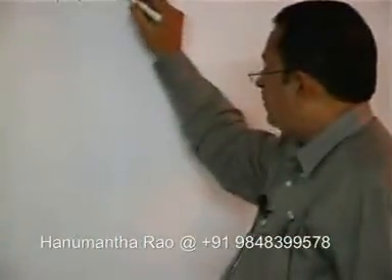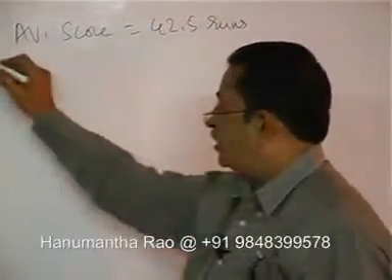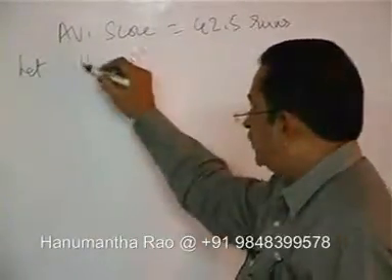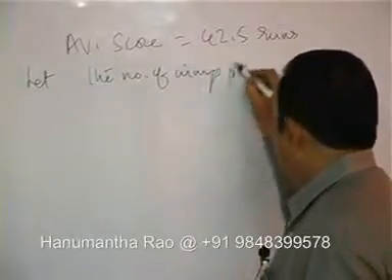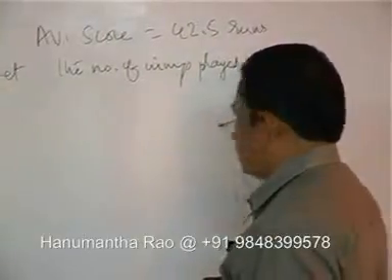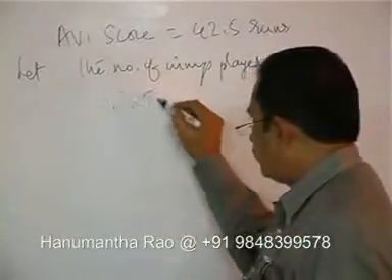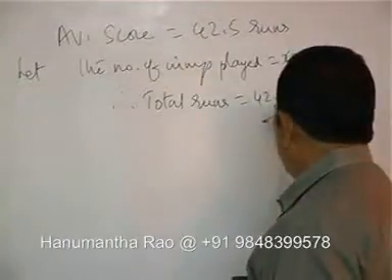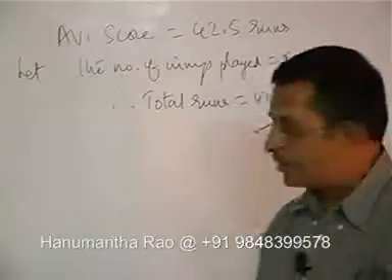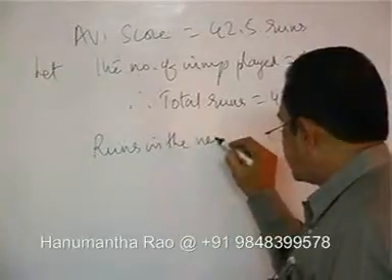Average score of the batsman is equal to 42.5 runs. Let the number of innings played be equal to x. Number of innings played is equal to x, therefore total runs will be equal to how much? 42.5x. Runs in the next 4 innings.